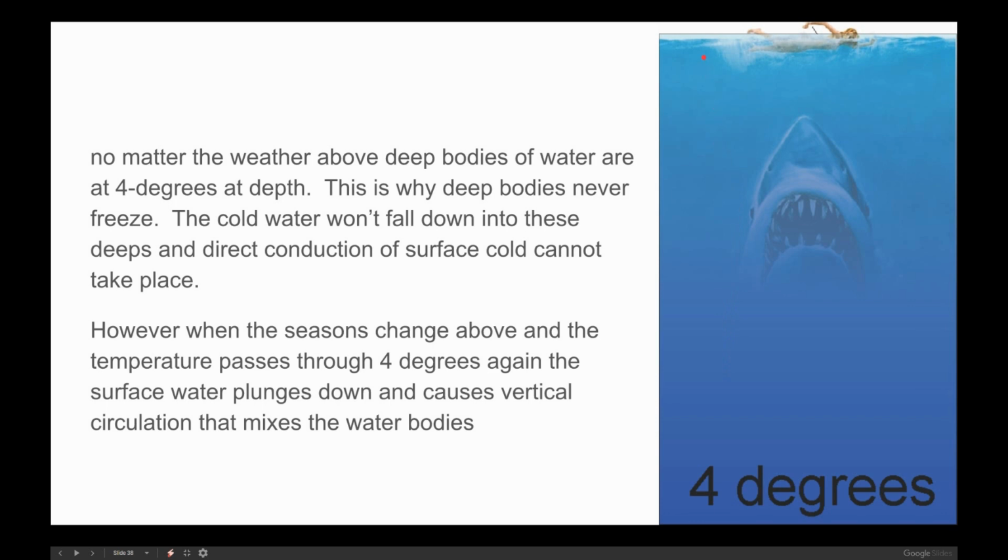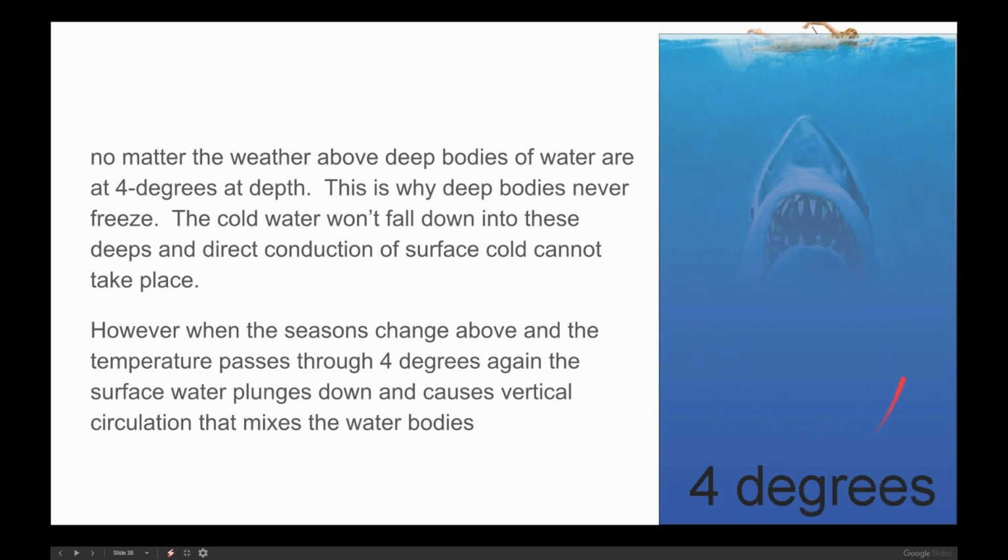When the seasons change, though, something very interesting happens. Let's imagine right now the water up here is at zero and it's covered in ice. As it starts to warm up in the spring and it hits that magic 4-degree temperature, then that surface water will start to plunge down and it will cause a rotation of the water body, right? It just simply can't fall down. As it falls, something else has to come up and it starts forming convection cells similar to boiling water.